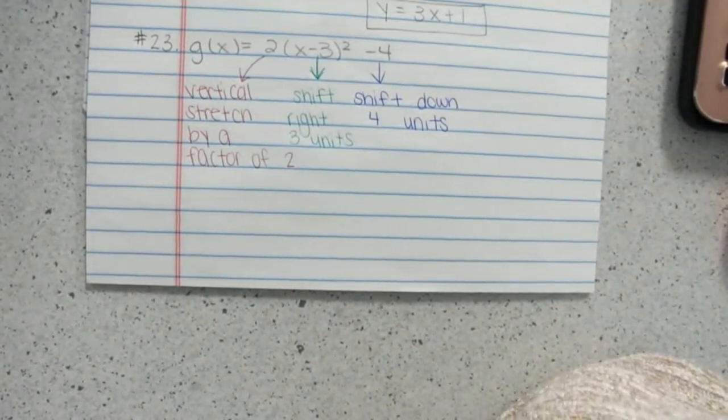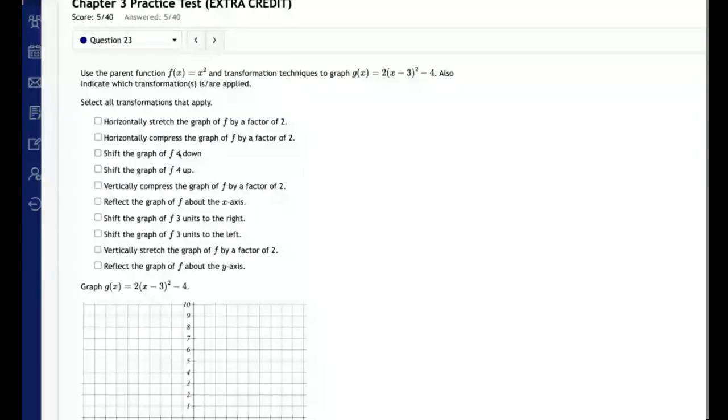So putting these answers, are we good with the paper? Can I go to the screen? All right, so we said a vertical stretch by a factor of 2, right 3 units, and then down 4.